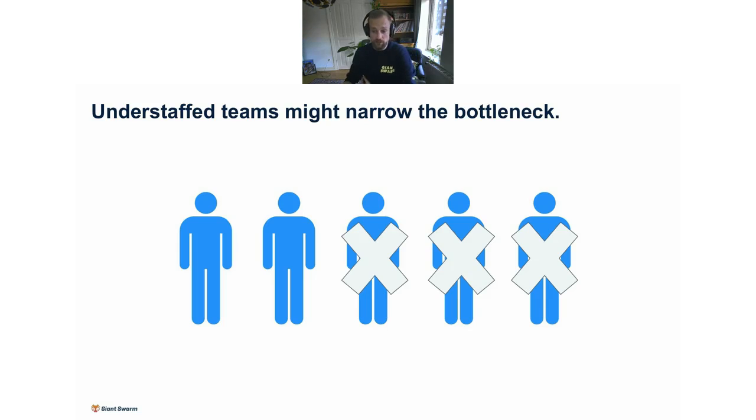Also, it's really hard to get expertise on the market for cloud native at the moment. So this might also be a problem. But we see that when you have the right strategy in place, when you have the processes in place, you might be able to handle this bottleneck as well.